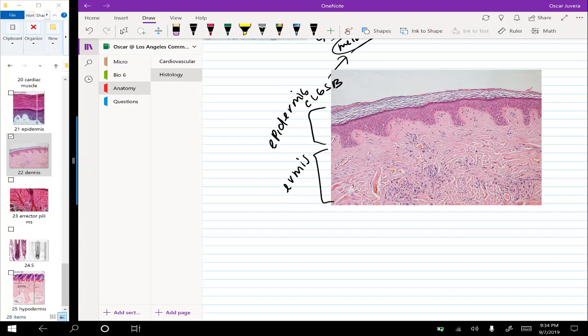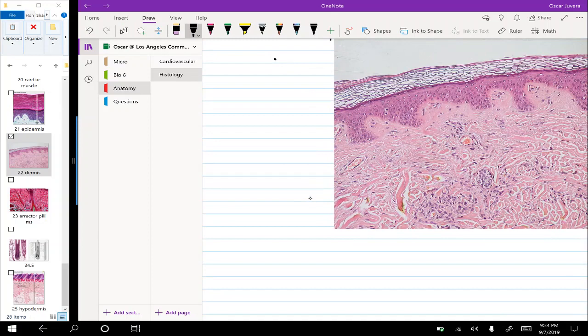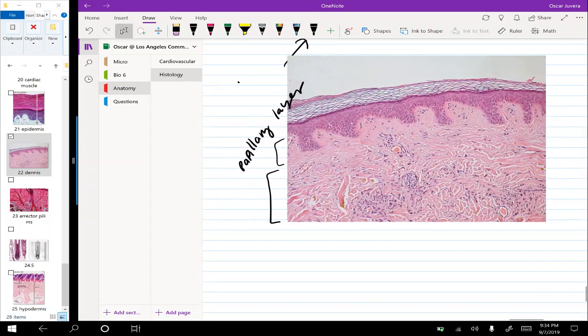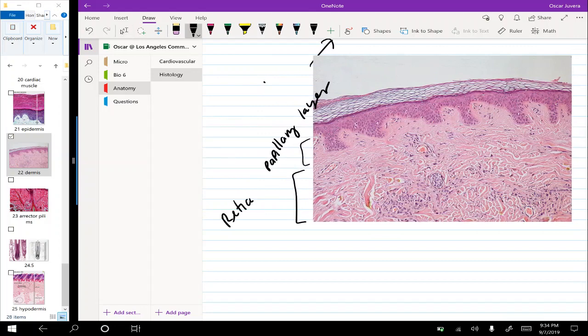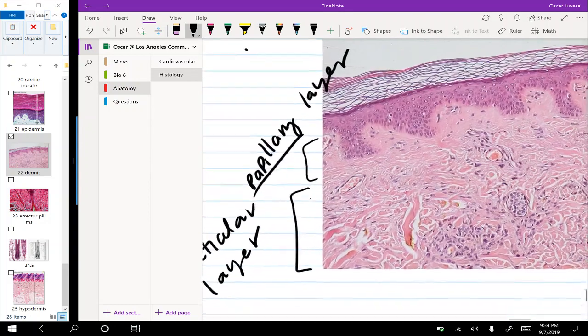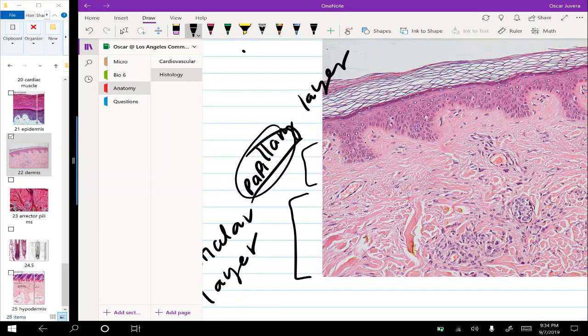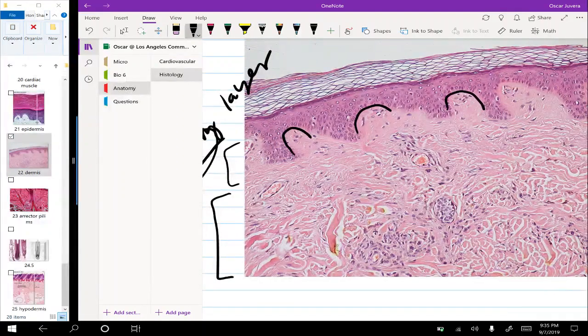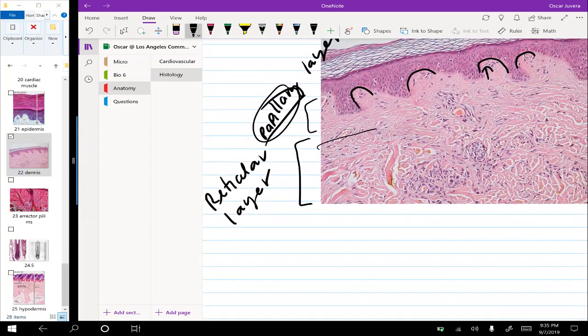Alright, so the dermis has two layers. The main layer, which you see right here, we call the papillary layer. And it also contains the second layer, which is called the reticular layer. Now, why is it called the papillary layer? A papilla means a projection. So these projections right here, that's called the papillary layer because they project outward. And then you have the reticular layer right here.